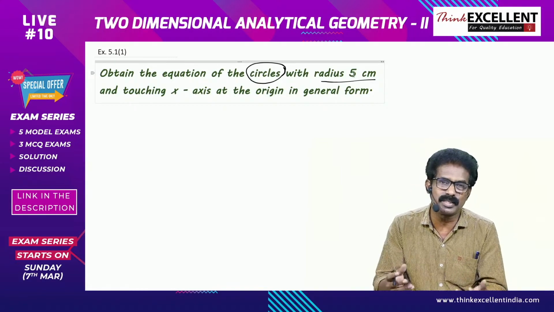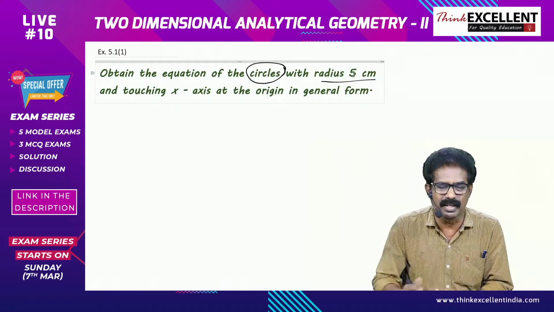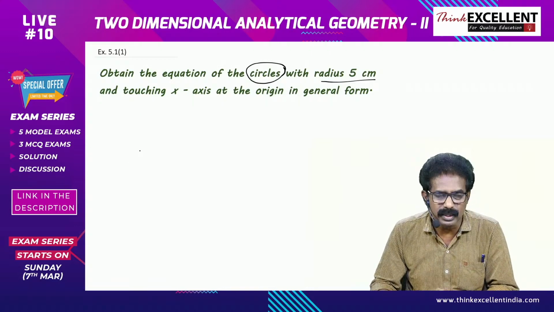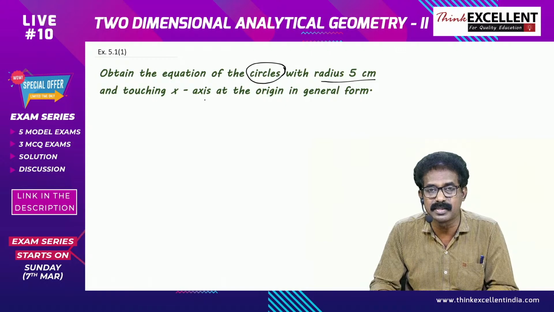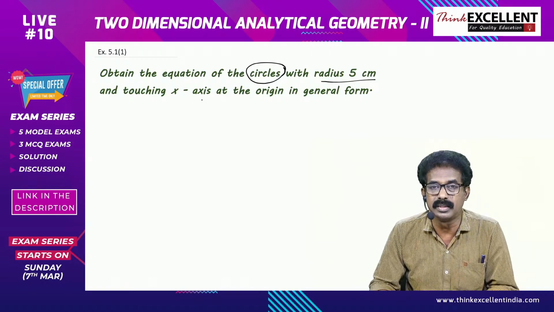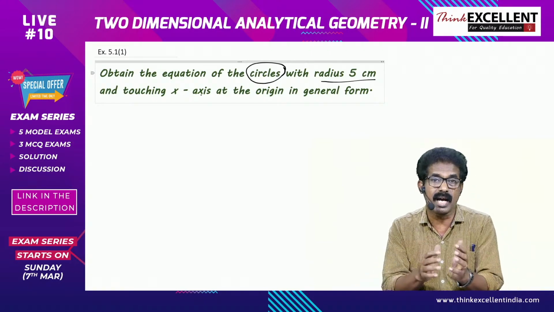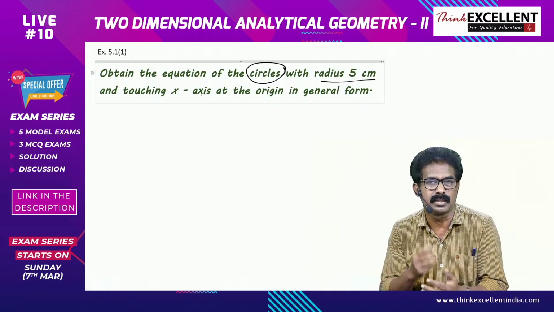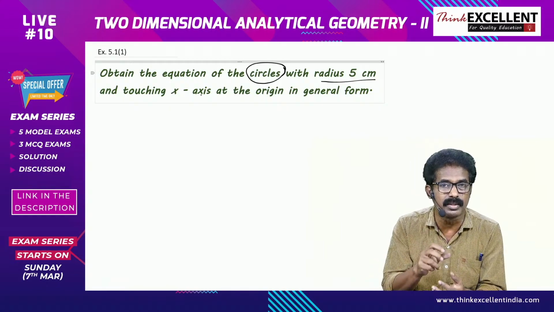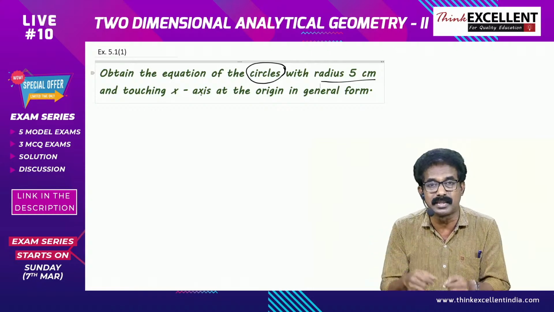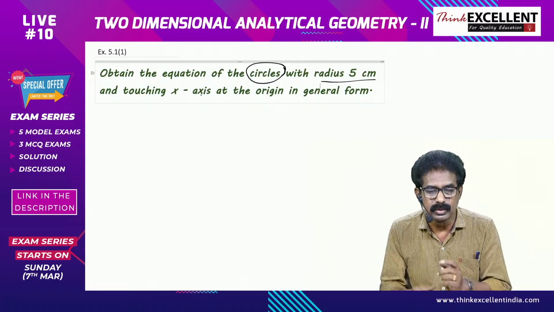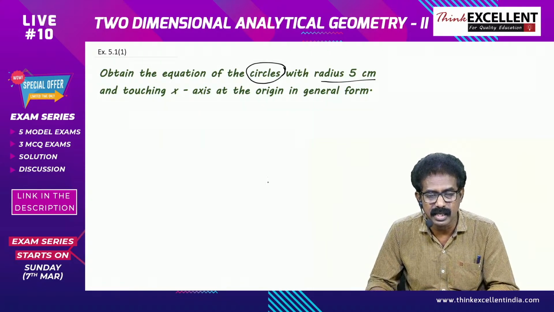If center and radius are given, it is easy. Radius is given, but the center is not given. But they gave some condition, right? And touching x-axis at the origin. Touching x-axis. Touching and intersecting are different, right? Touching, it touches at only one point. Intersecting, it cuts at two places, right? That's intersecting. So, it is touching the x-axis at the origin.